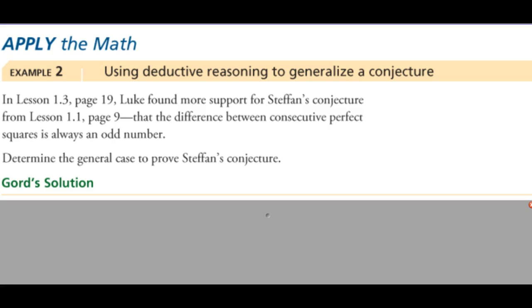Okay, so he says that the difference between consecutive perfect squares is always an odd number. And I got the answer of 51. So it seems that his theory is true. Okay, so let's try it out for all numbers. So if I said, here's a number, x plus 1, and I squared it, and here's my other number, it's just x squared, because they're in a row, x, and then x plus 1 is consecutive.